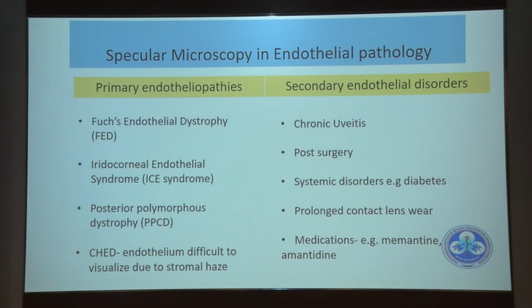That's what's important to remember. Clinically speaking, specular microscopy is used in endothelial pathologies. So you have primary pathologies which affect the endothelium, for example, Fuchs endothelial dystrophy, ICE syndrome, PPCD. And then you could have any inflammation or any manipulations, like, for example, post-surgery. These would affect the endothelium, and these would be classified as secondary endotheliopathies.